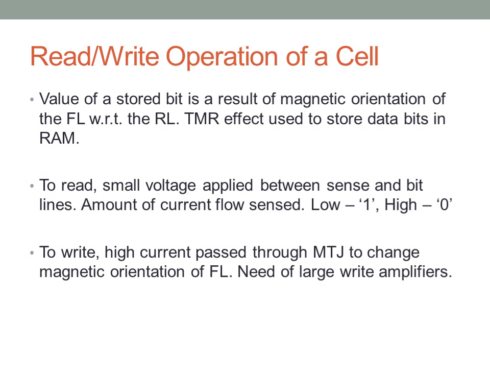To read a cell, we need to apply a small voltage between the sense and the bit lines. The amount of current flow is sensed, and if it is low, it is represented by logic 1, and if it is high, it is represented by logic 0. To write, a high current is passed through the MTJ to change the magnetic orientation of the free layer. For this purpose, we need large write amplifiers.